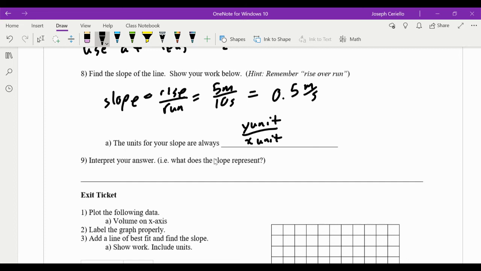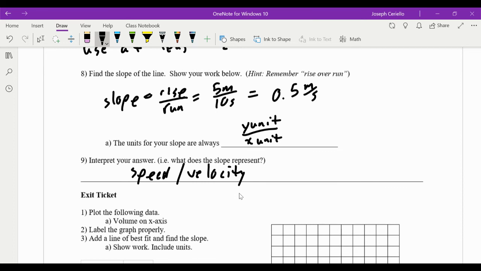Interpret your answer. What does the slope represent? Meters per second. So we have a distance per unit time. That in this class is going to be speed or velocity. They're the same thing for now, but we will talk about why they are different.